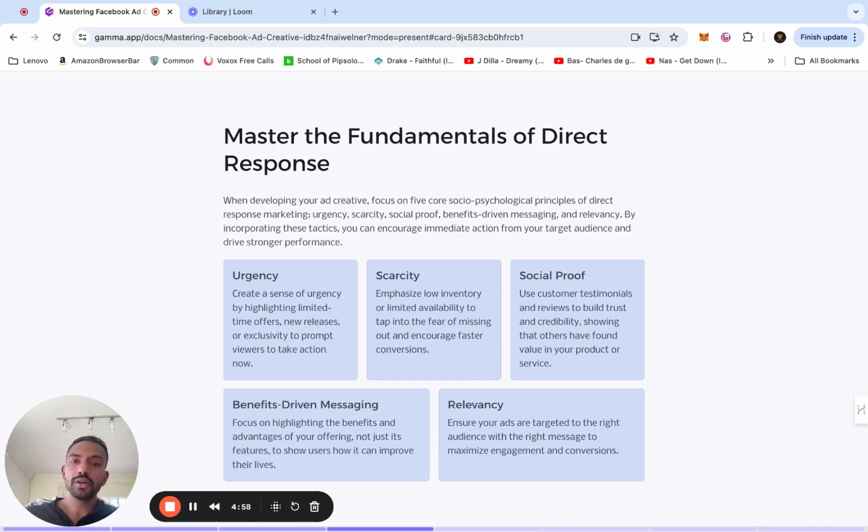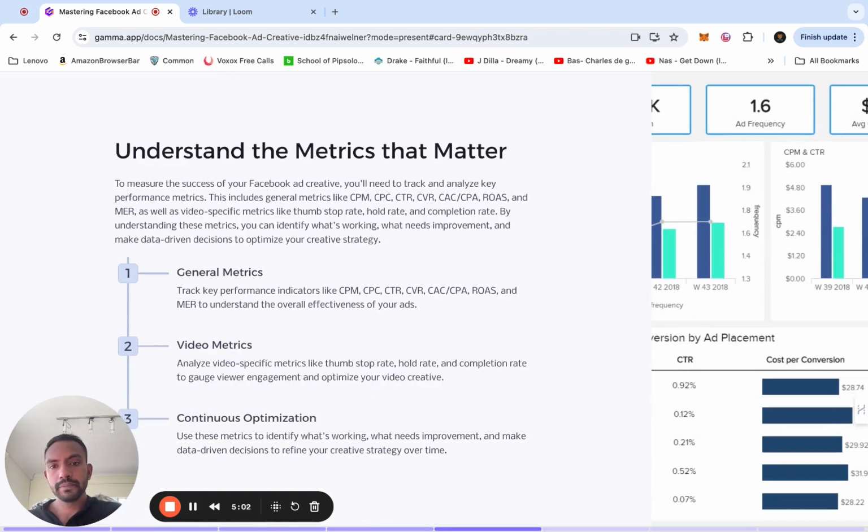You want to take what works and keep it running, and whatever doesn't work, like I said, kill it off. Now, these are the metrics that you need to be focusing on: your video metrics, your general metrics, and then also continuous optimization.